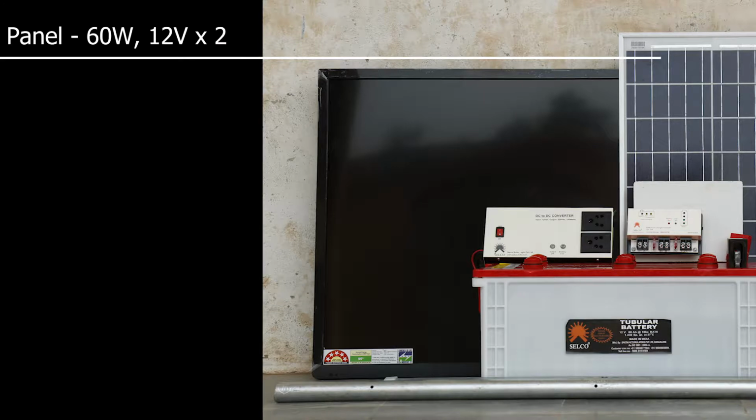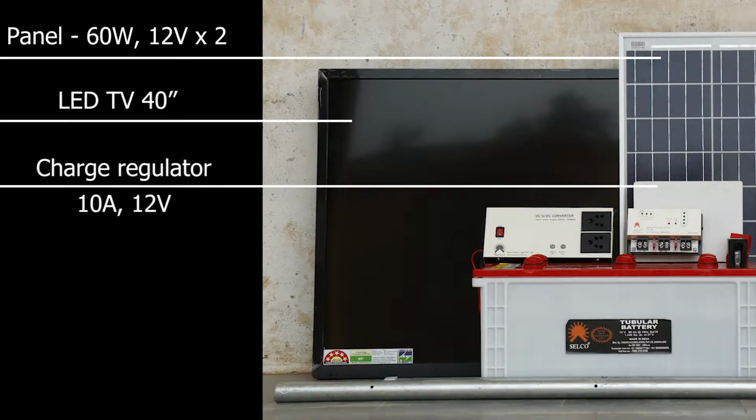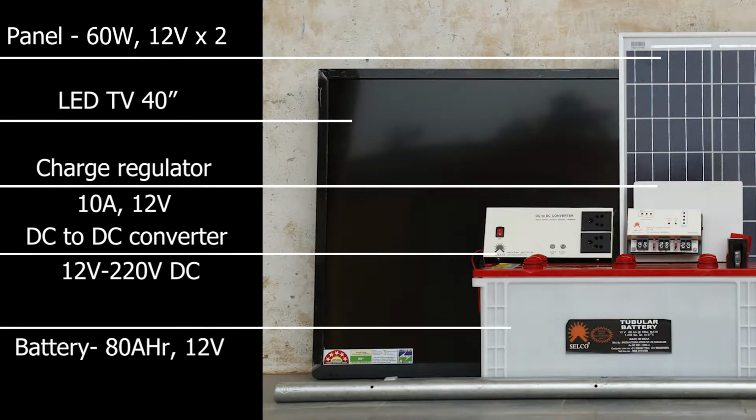Panel 60 watt, 12 volts, 2 numbers. 40-inch LED TV. Charge regulator 10 ampere, 12 volts. DC to DC converter 12 volts DC to 220 volts DC. Battery 80 ampere per hour, 12 volts.